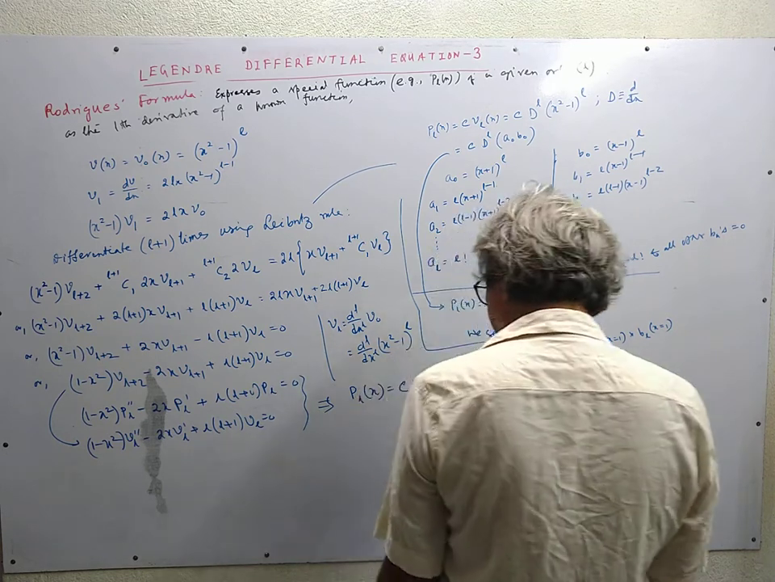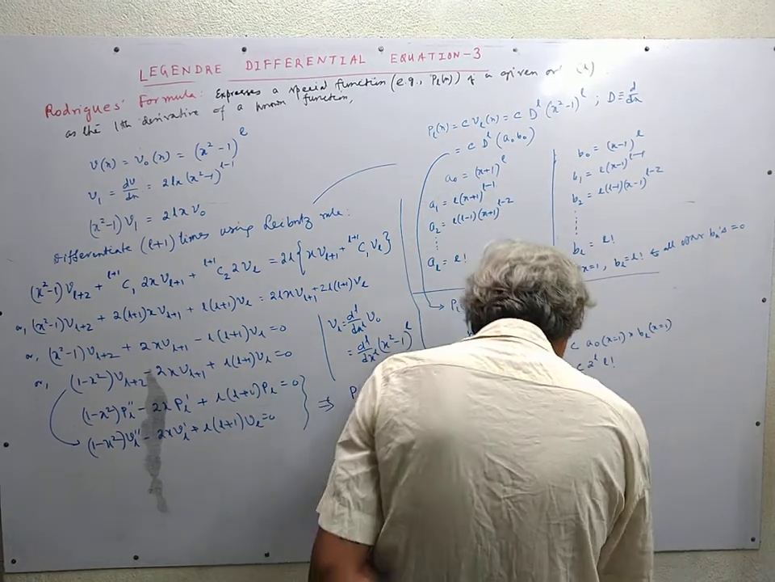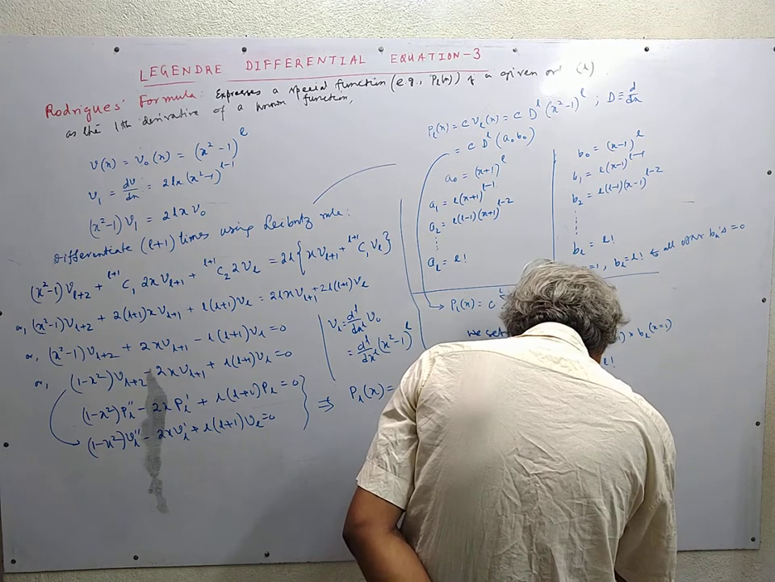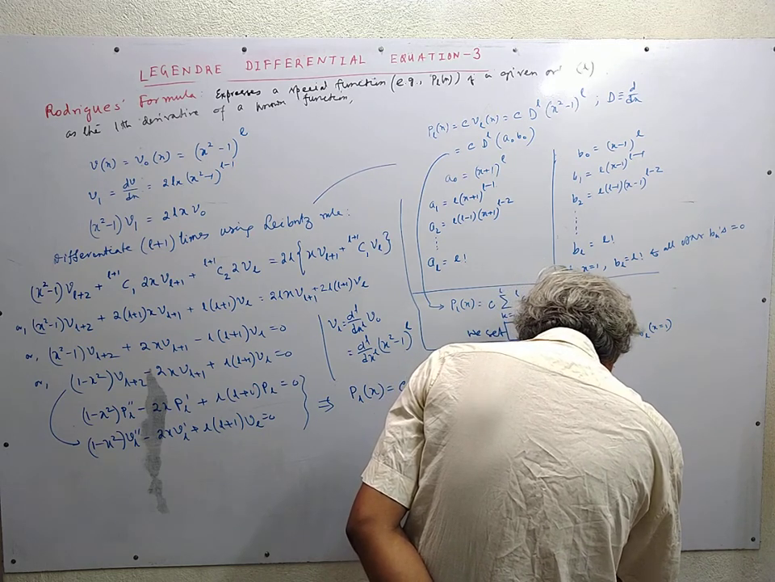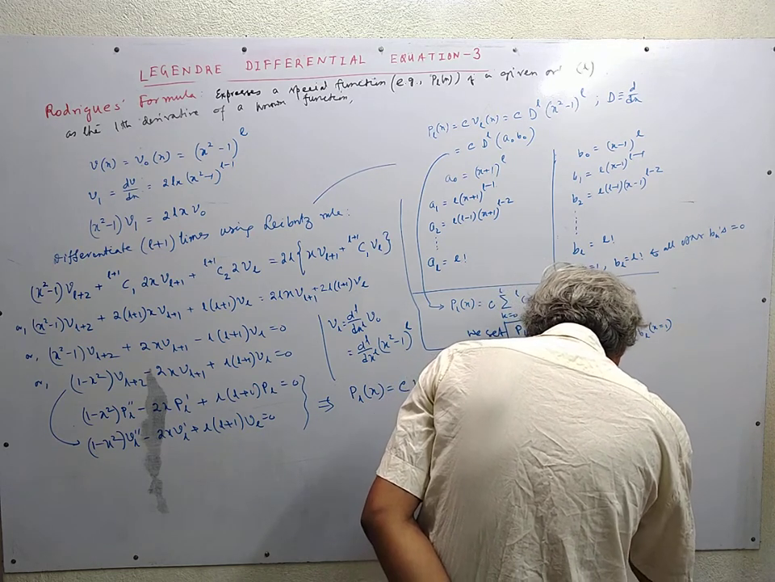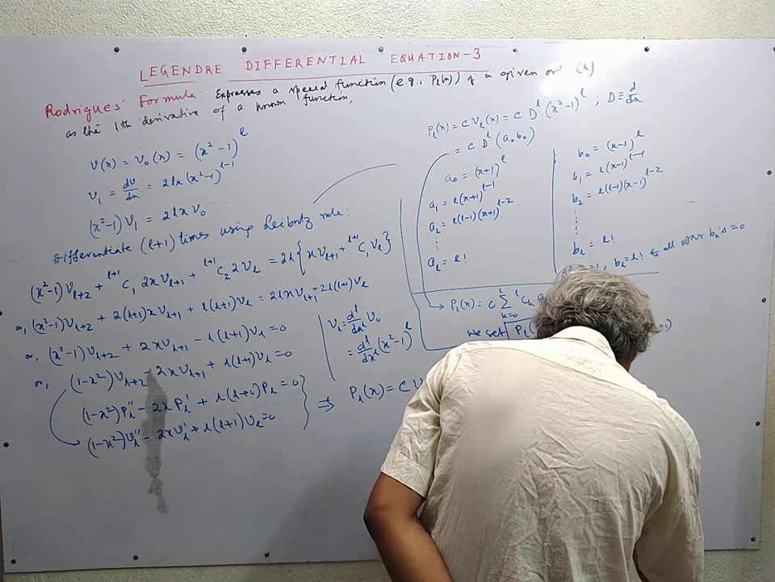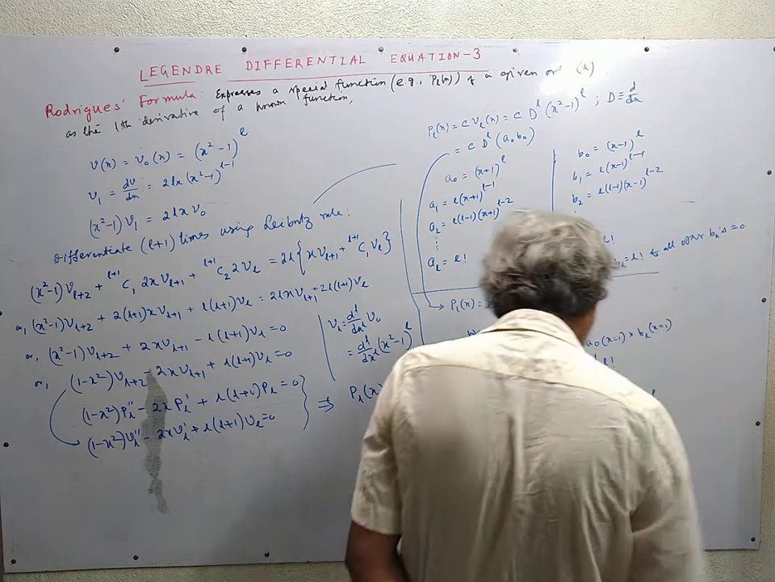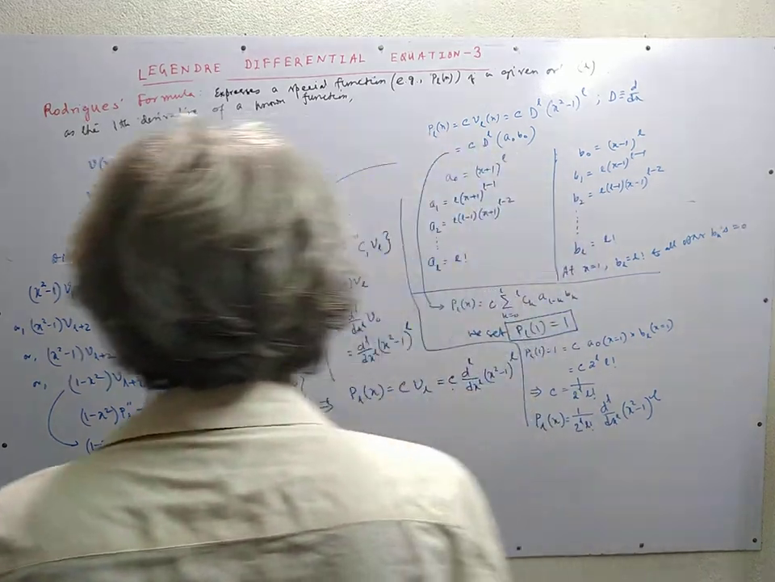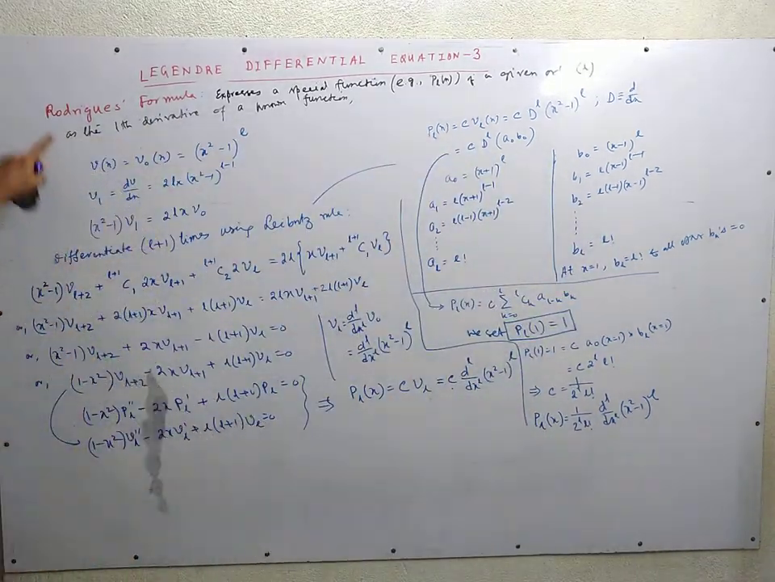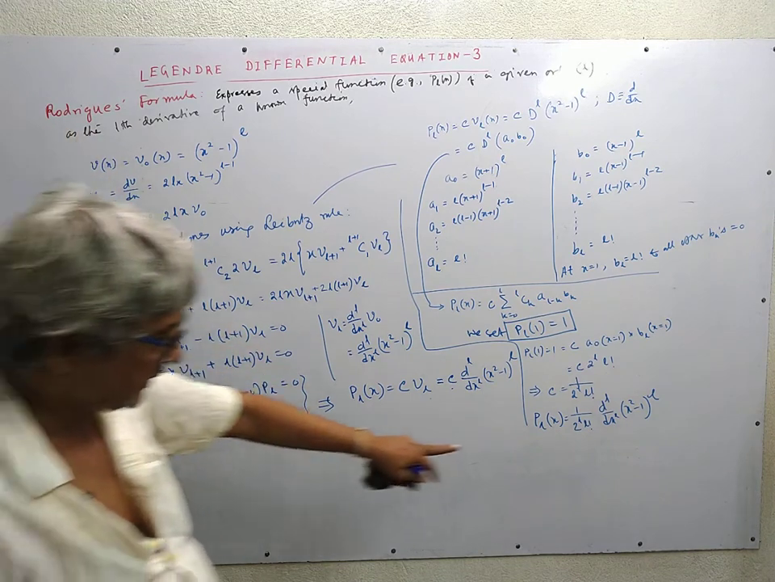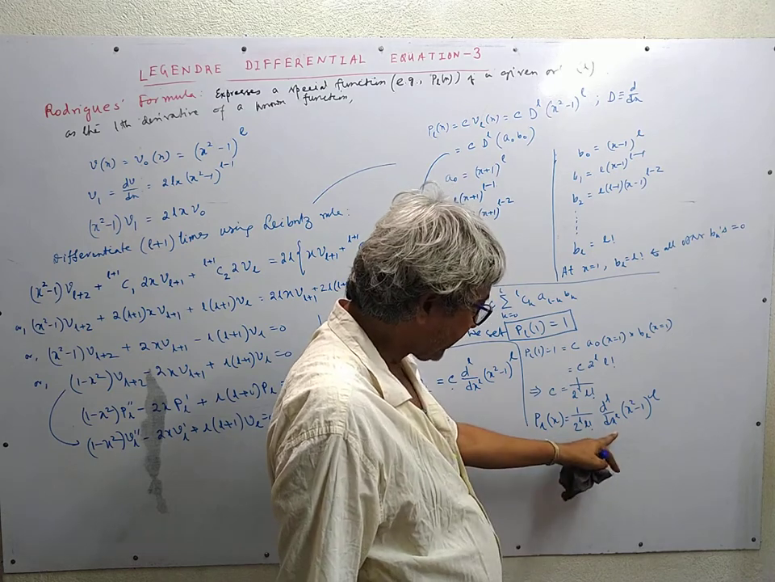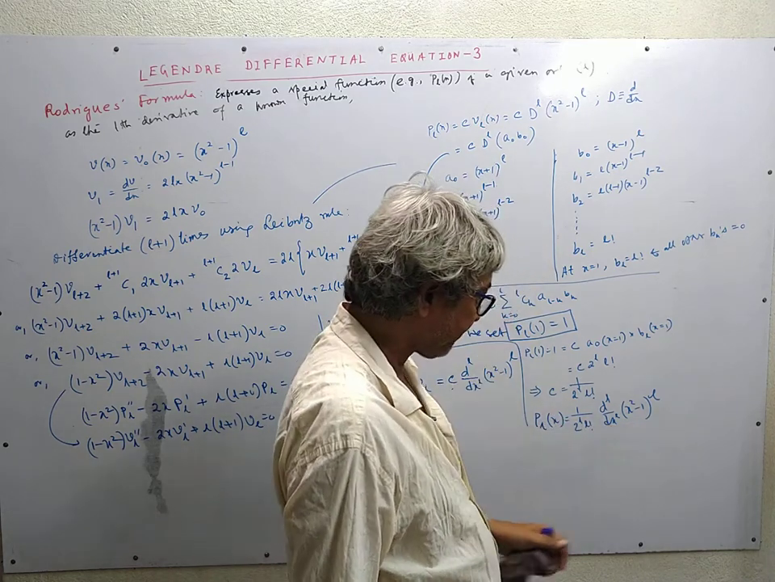Which completes the Rodrigues formula, that PL of x is equal to 1 upon 2 to the power L factorial L, d^L/dx^L of x square minus 1 to the power L. So this is the Rodrigues formula: the special function Legendre polynomial of order L is obtained as the Lth derivative of this function.